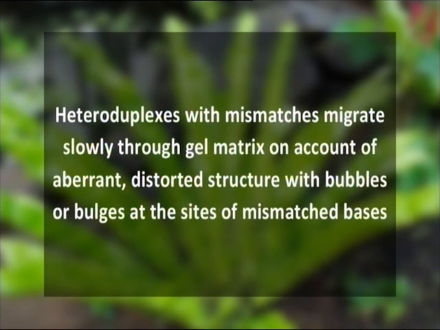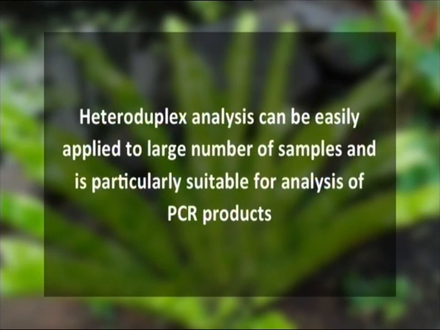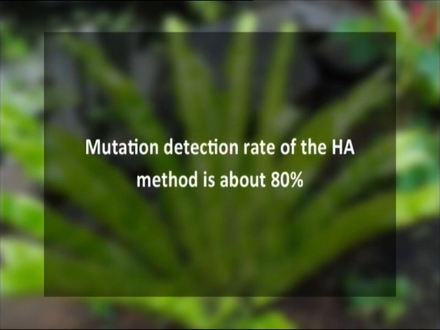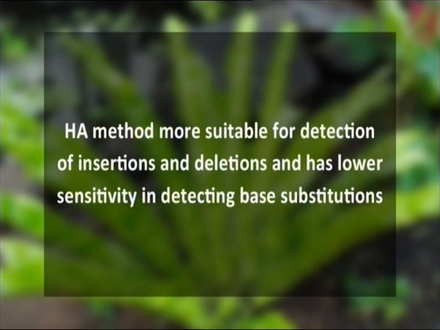Heteroduplexes with mismatches migrate slowly through the gel matrix on account of aberrant distorted structure with bubbles or bulges at the site of mismatched bases. Heteroduplex analysis can be easily applied to a large number of samples and is particularly suitable for analysis of PCR products. The mutation detection rate of the HA method is about 80%. This method is more suitable for detection of insertions and deletions and has lower sensitivity in detecting base substitutions.